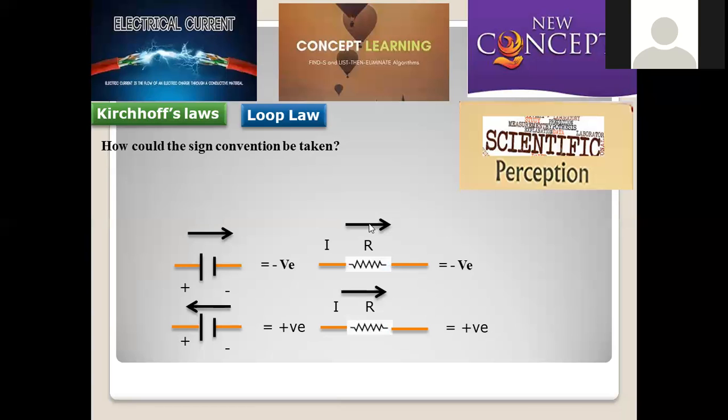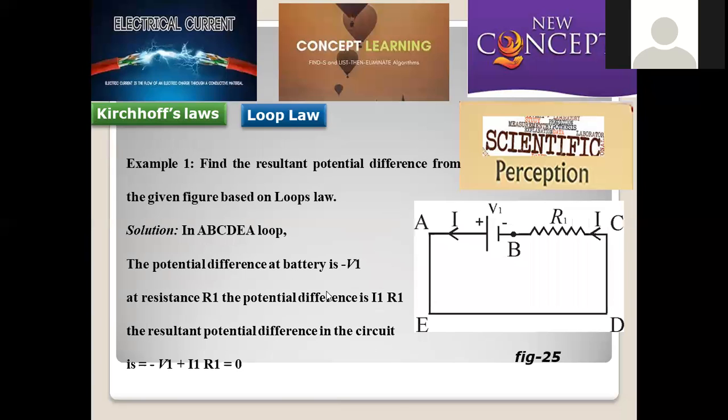So if both are aligned in the same direction, then the sign convention for the EMF of the cell will be negative in both the cases. If both are in opposite directions, what happens here? Positive and positive EMF will be assigned for this one. So this is about the sign convention.